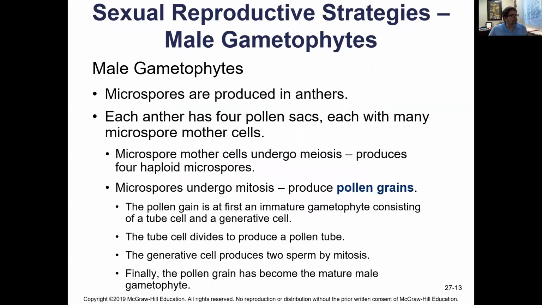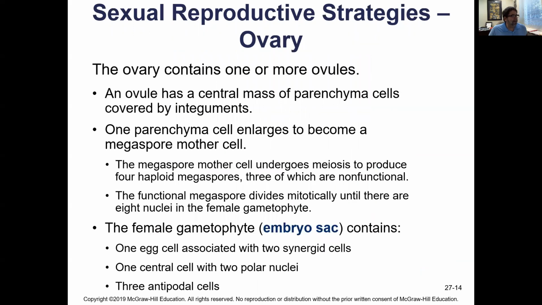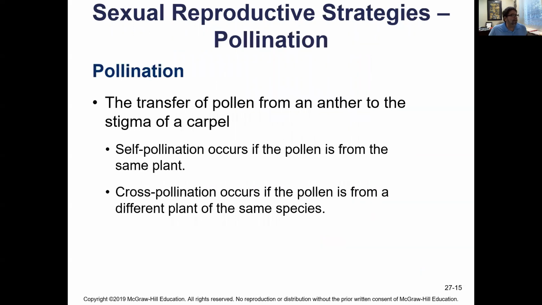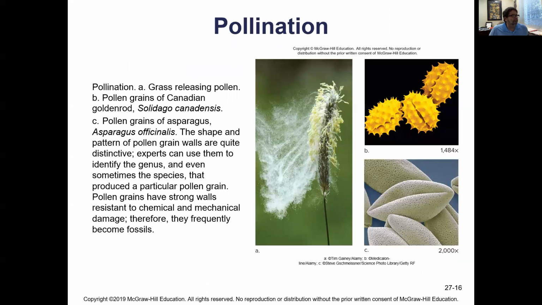Okay, and the pollen tube, more on that, nothing much there. Same thing over and over again, it goes on and on. Pollination: transfer pollen from one anther to the stigma of a carpel. Some self-pollinate, others cross-pollinate. Here's pollen, very cool pictures of grass pollen there, really neat.